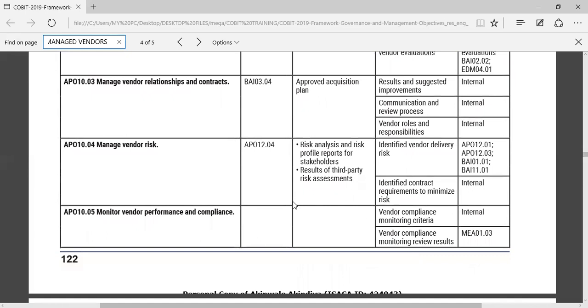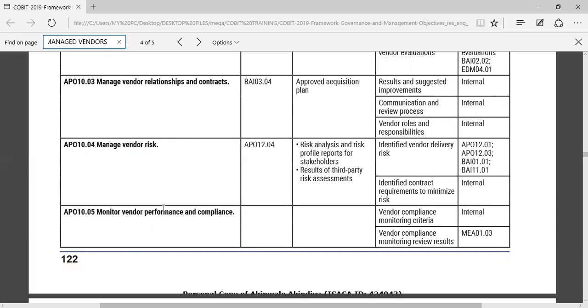All right, to manage vendor risk, what do we need? Risk analysis reports, risk profile report for stakeholders, result of third-party risk assessment. So as ISO 31000 will pay us out here, we need to do risk assessment on the processes to be outsourced, risk assessment on the vendors that have shown interest and so on. So this will help us to identify vendor delivery risk, identify contract requirements to minimize risk. So once we understand the risk, we will now know the contractual terms to specify to manage those risks.